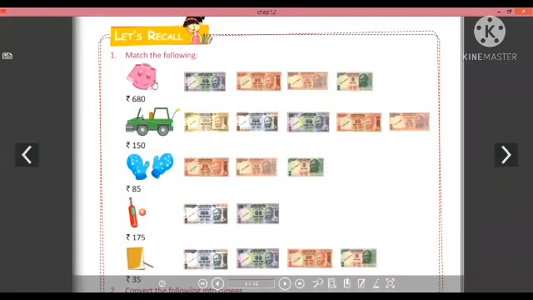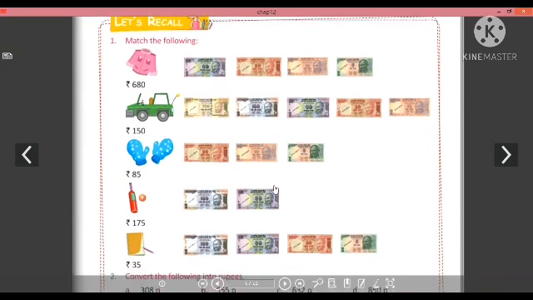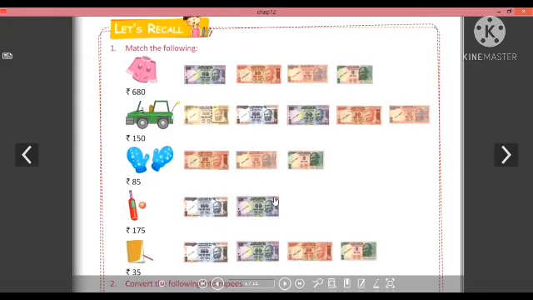So now in the Let's Recall portion, you can see that various items are given and their rates are also mentioned. And on the right hand side, you can see various notes or currencies of denominations. So we have to match the following. We have to count the notes and then match. You can see this sweater or jacket costs rupees 680. So by which denomination can it match? It is there only 50 and 20, 70, 10, 80 and 85. So yes, it's not possible.